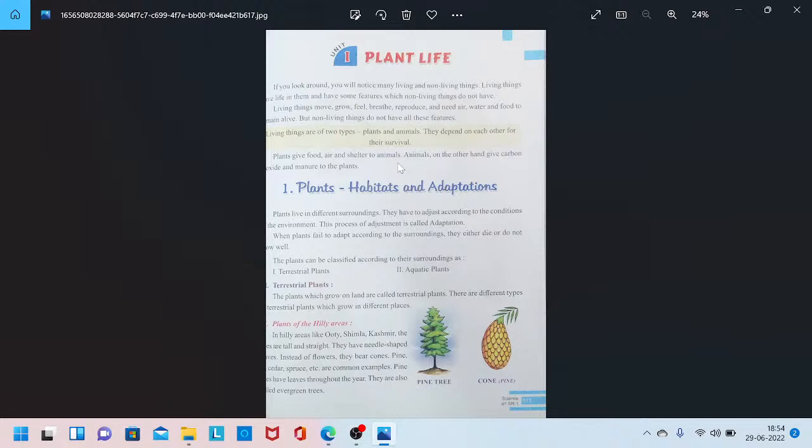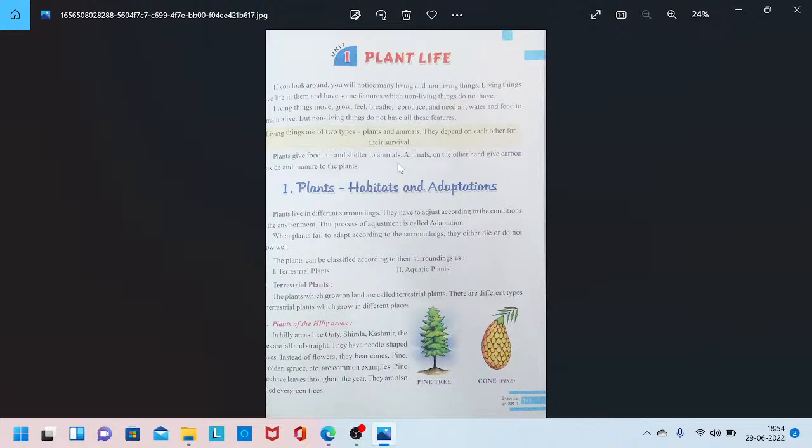Now see, plants, habitats and adaptations. Plants live in different surroundings. They have to adjust according to the condition of the environment. This process of adjustment is called adaptation. Okay, the plants live in different surroundings, they have to adjust according to the condition, right? We have different kinds of plants and they adapt to their condition to live.